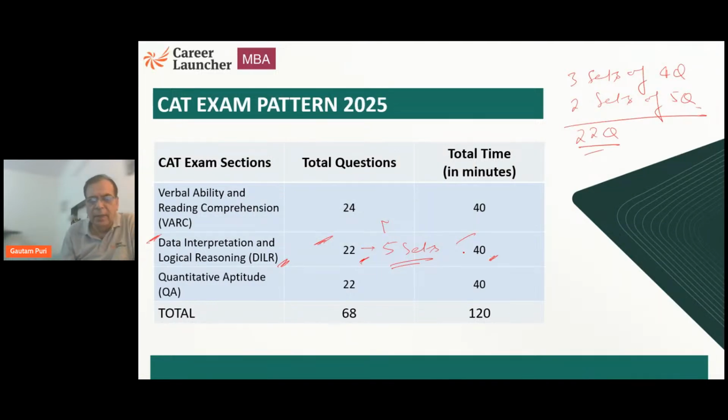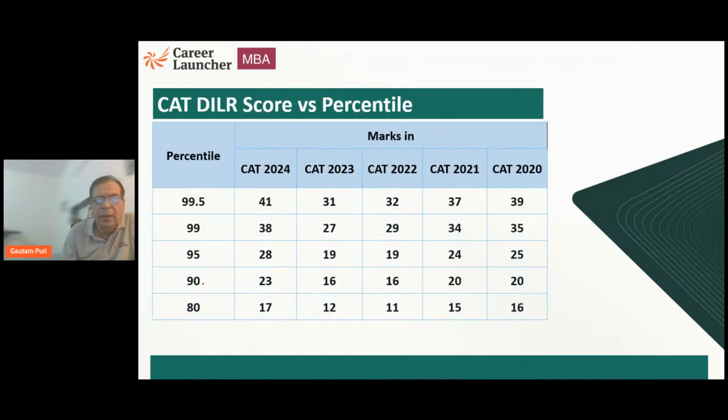Typically when you look at a DILR section and at these papers, CAT 2020 had 24 questions, which means it was a 72 mark paper. CAT 21, 22, 23 had 20 questions each, which means each of them was a 60 mark paper. CAT 24 was a 22 question paper, so it was 66 marks. If you're able to get 50% marks, you would be anything between 97 to 99.5 plus percentile, depending upon the level of difficulty.